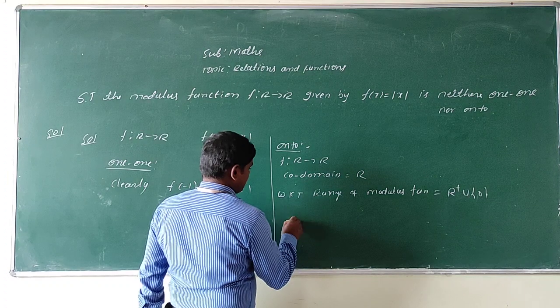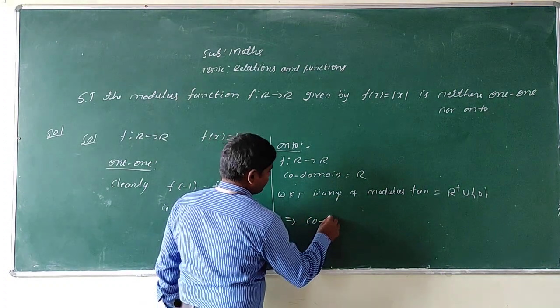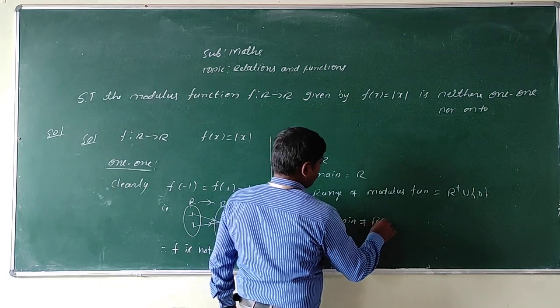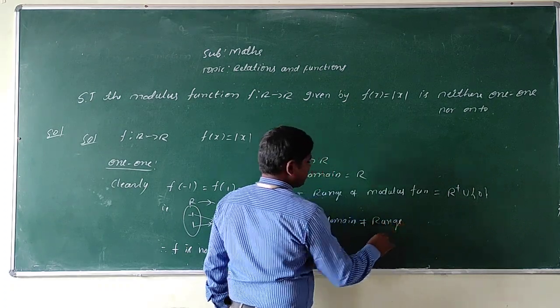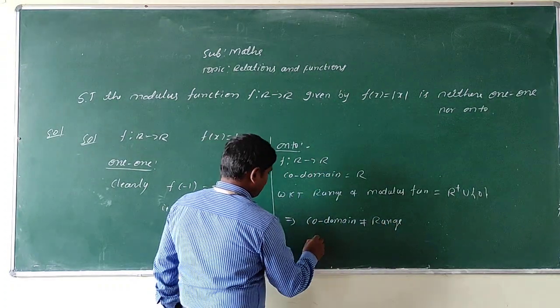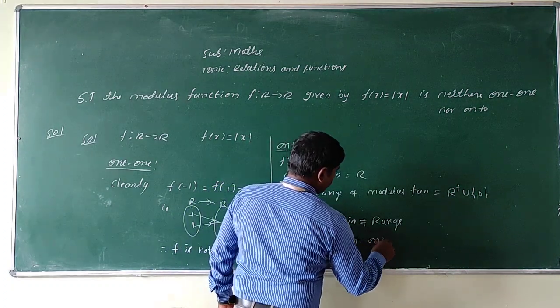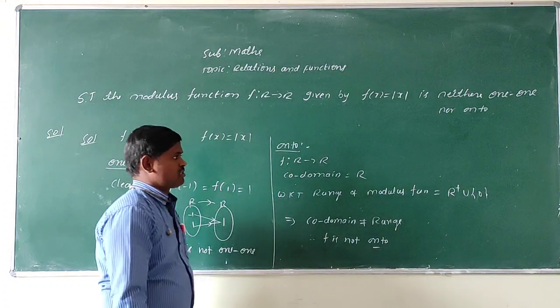Therefore, this implies the codomain is not equal to the range. Therefore, f is not an onto function. Okay, write down.